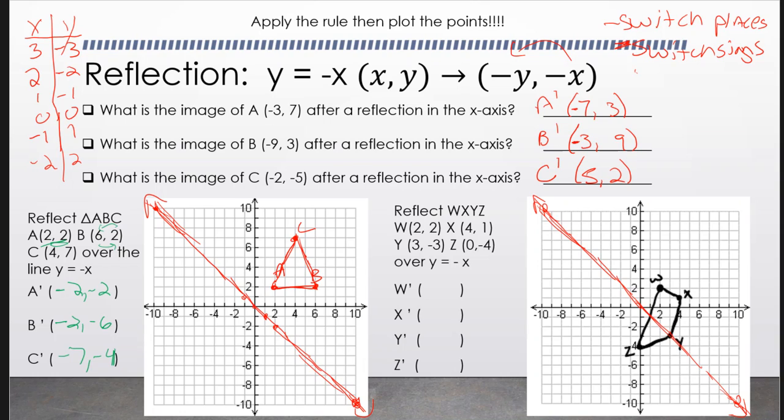So let's do -2, -2. That's our A prime. B is -2, -6. B prime. And C prime is -7, -4. And there we go. That's what my new one should look like. If you took your piece of paper and did it over with reflection, they would land on top of each other. So that looks about right.